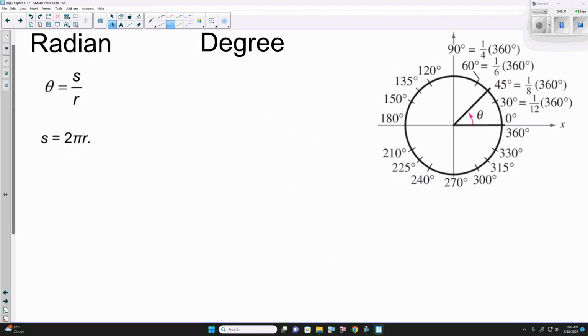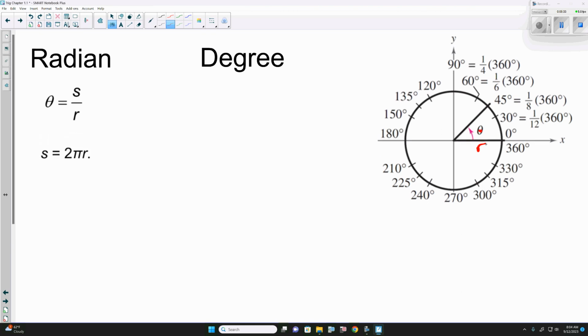So our radian measure, theta, is equal to S over R. R is our radius, and S is the amount along the circle that we've gone. Now S, if we go all the way around, is 2 pi R. Now degrees, if we talk about this in degrees, the whole circle is 360.